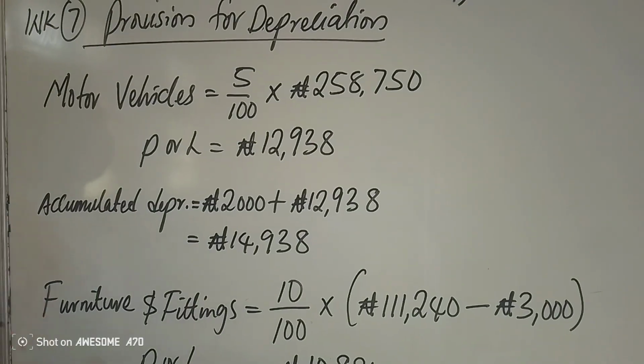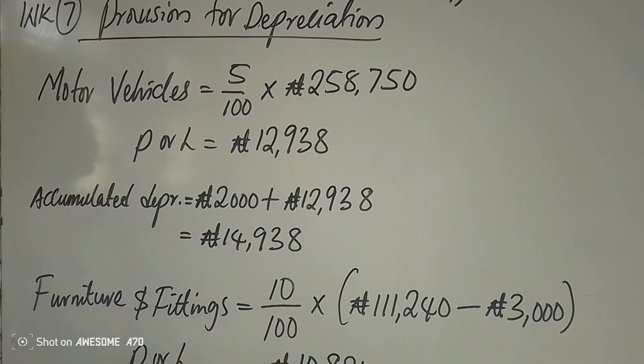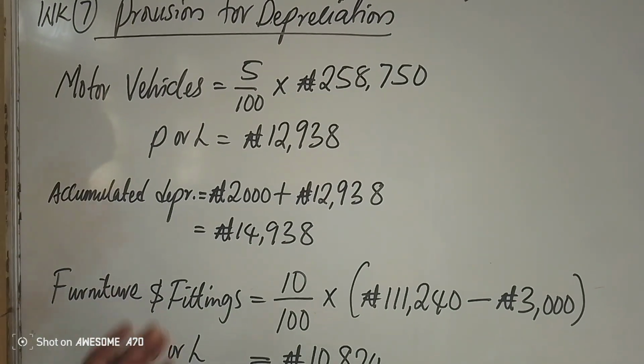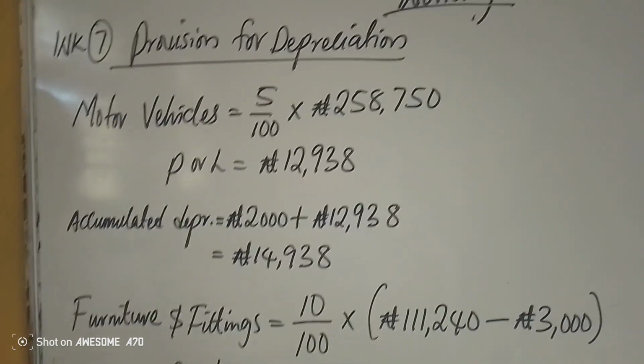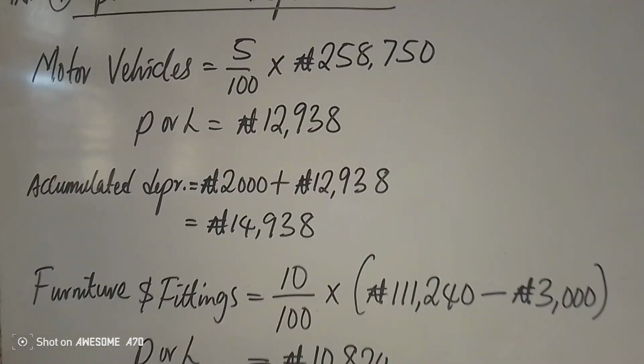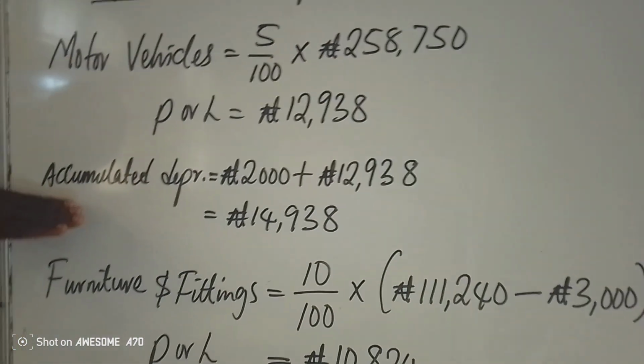They can also refer to it as straight line method. So if it says straight line method, it is still based on cost. So don't be confused whatsoever. Let's go to the second item here.